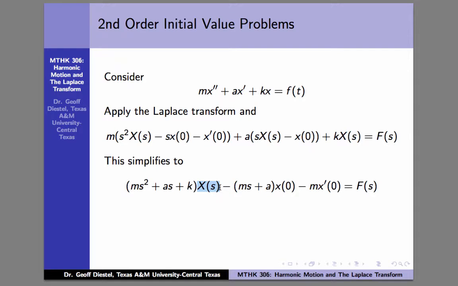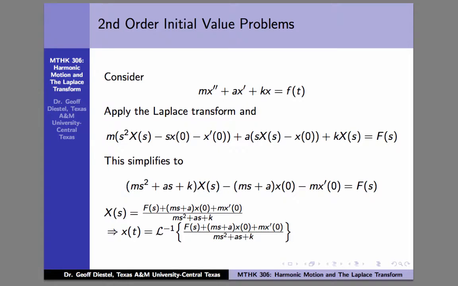Because this is a second order problem, we're going to have initial conditions that are given to us. And the function little f of t is given. So let's just solve this for capital X of s. So just doing the algebra, all you're really doing is adding these two terms to the right side and then dividing by this quadratic expression.